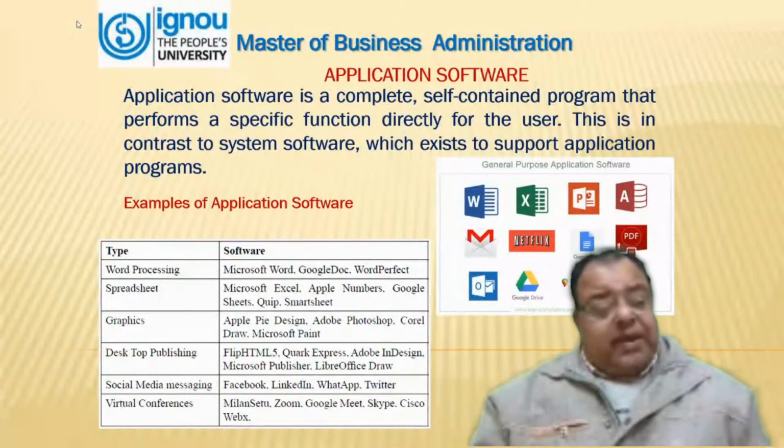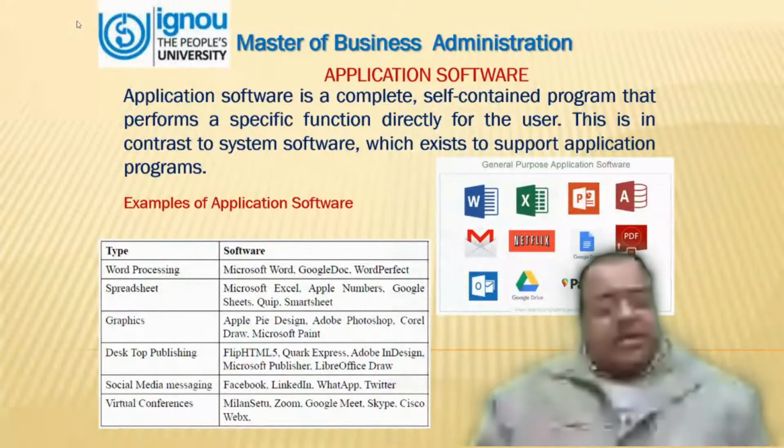We talk about spreadsheets, we use Microsoft Excel, Apple Numbers, Google Sheets, Smartsheet. We talk about graphics, we use Apple Pages Design, Adobe Photoshop, CorelDRAW, Microsoft Paint. In desktop publishing, we use Flip HTML5, QuarkXPress, Adobe InDesign, Microsoft Publisher. In social media messaging, we use Facebook.